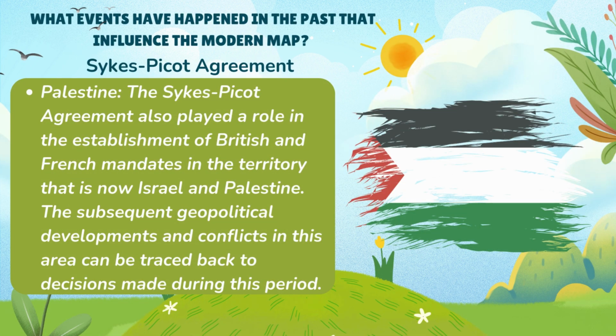Okay, and then Palestine. The Sykes-Picot Agreement also played a role in establishing the British and French mandates in the territory that's now Israel and Palestine. So the subsequent geopolitical developments and conflicts in this area can be traced back to the decisions that were made during this period.